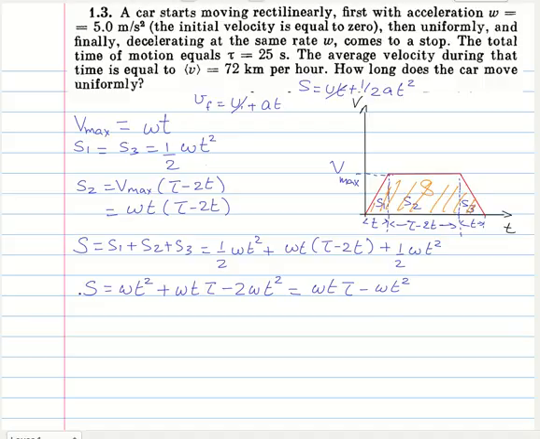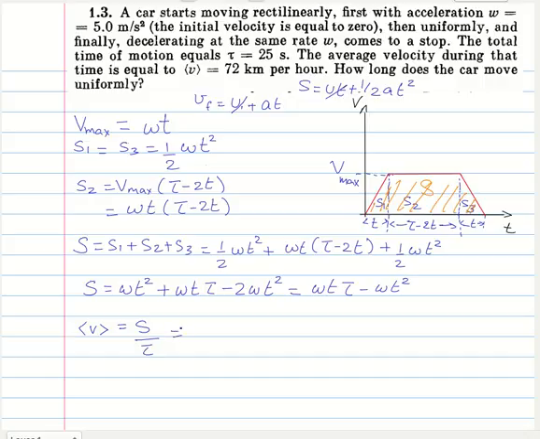So we have an expression for total distance, which is equal to Wt tau minus Wt square. Now the additional information that we have been given is the average velocity. Now average velocity is actually equal to the total distance by total time. So we know that average velocity is equal to total distance, which is S in our case, divided by total time, which is equal to tau in our case.